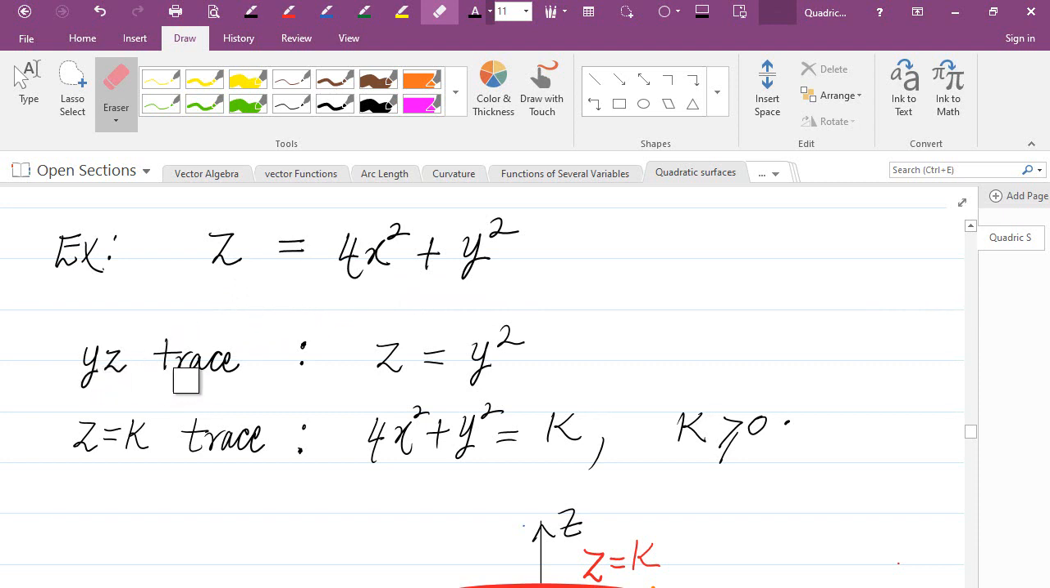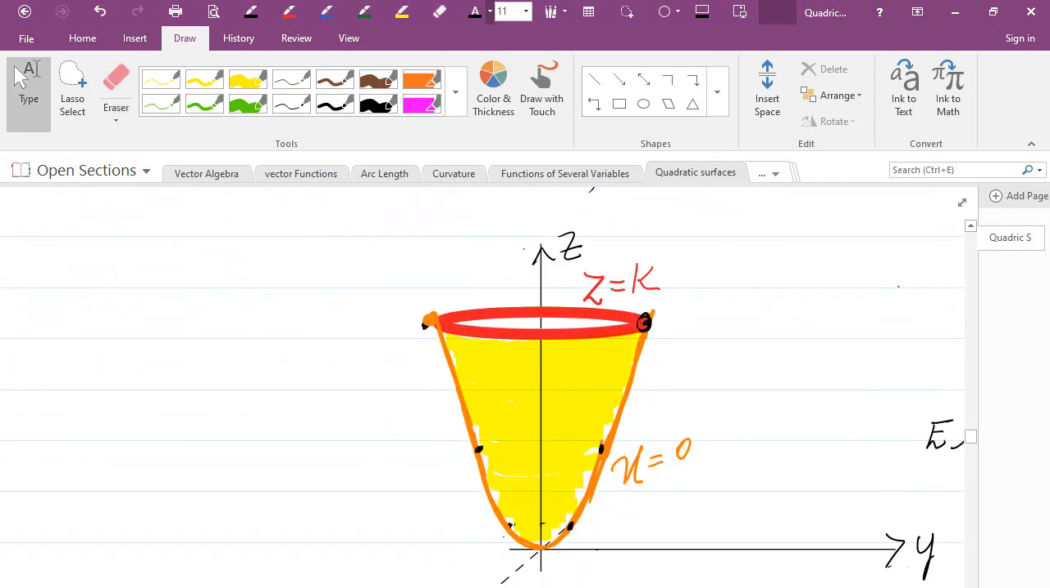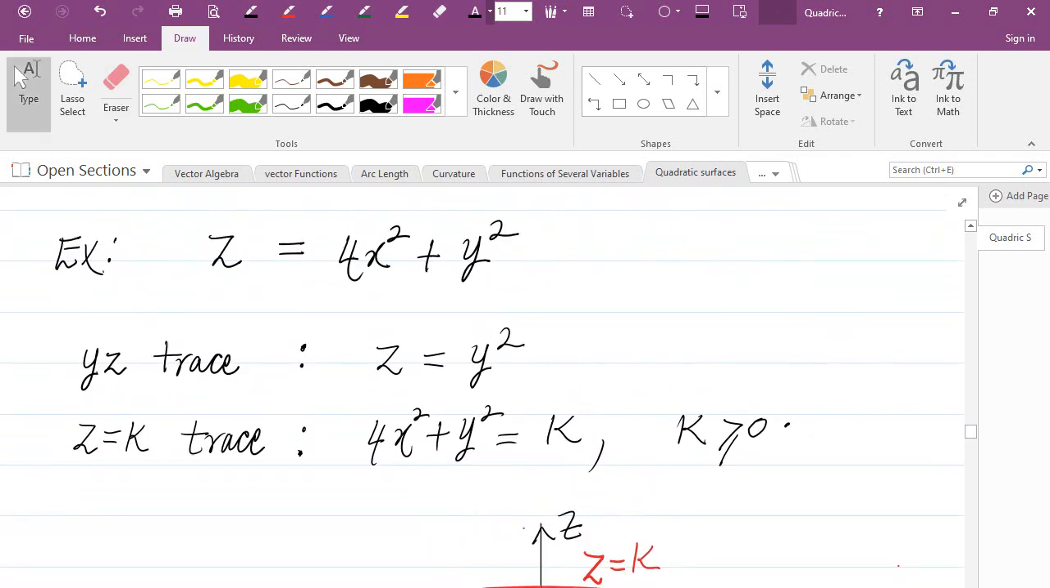So the yz trace is the trace in the yz plane, and the equation for that is x is equal to 0. So if I plug in x to be 0, then I get z is equal to y squared, which is a parabola that opens in the direction of the positive z-axis, and the vertex is at the origin. So the trace in the plane x is equal to 0, or in the yz plane, is this parabola right here.